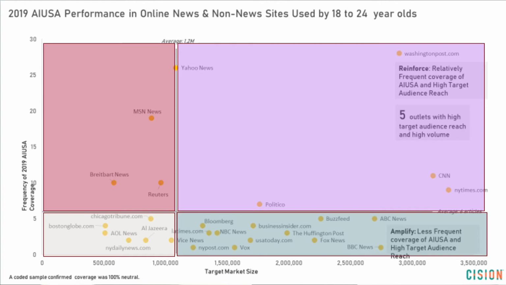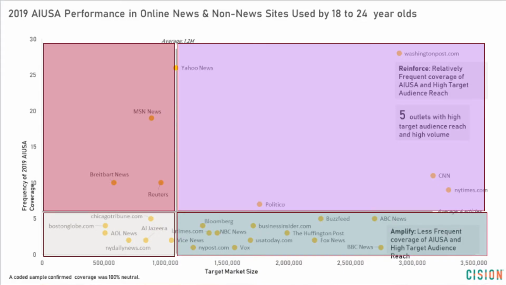So our advice here in regards to these outlets, the Washington Post, CNN, New York Times, Politico, keep doing what you're doing, keep pitching those outlets. The outlets in the lower right corner represent an opportunity for Amnesty International. They have high reach among the target audiences, but they don't publish a lot of Amnesty-related content. So our advice here would be focus on improving relationships with these particular outlets, such as BuzzFeed, Bloomberg, Huffington Post, etc., etc.